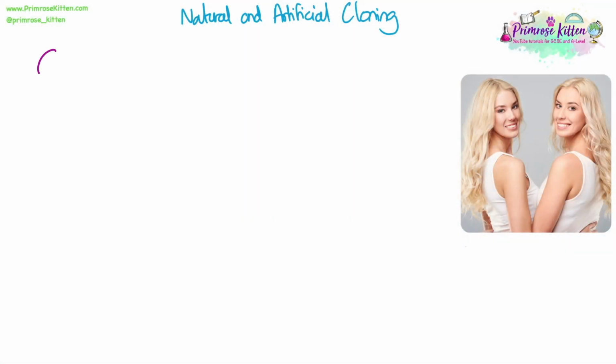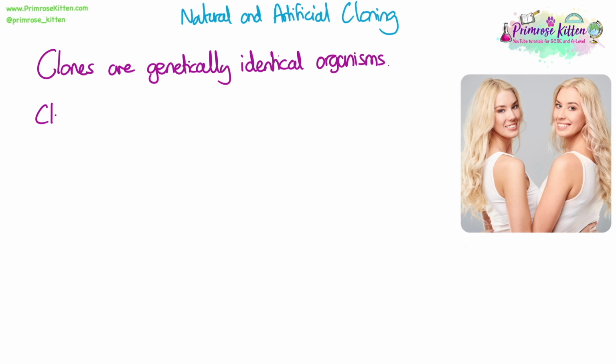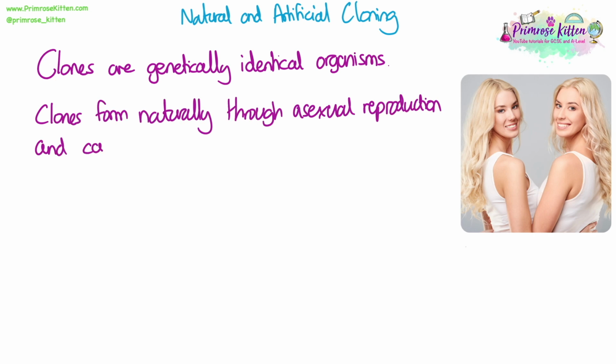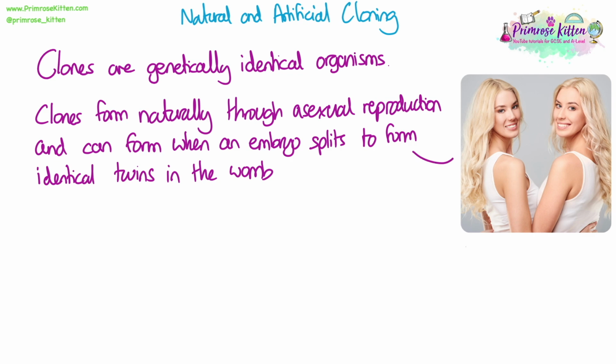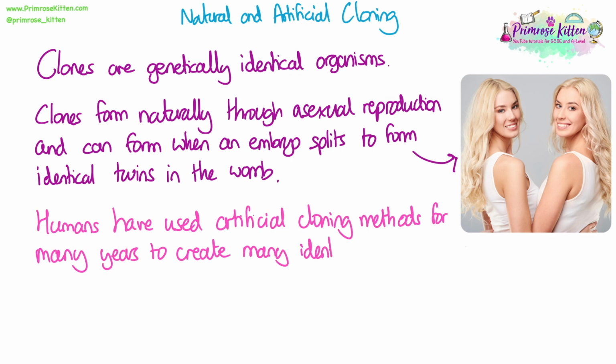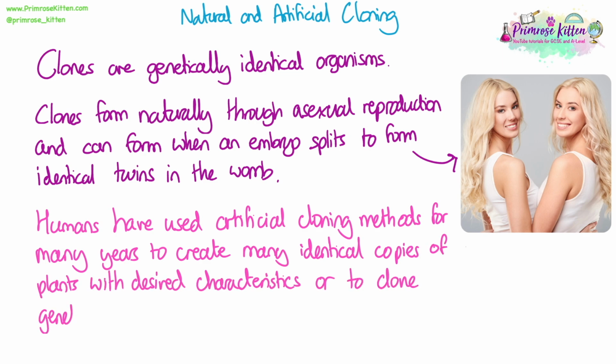Natural and artificial cloning. Clones are genetically identical organisms. Clones form naturally through asexual reproduction, so ones that we've looked at like binary fission in bacteria, but they can also form when an embryo splits into two in the uterus. This forms identical twins. Humans have used artificial cloning methods for many years to create many identical copies of plants, for example, with desired characteristics, or to clone genetically modified organisms.